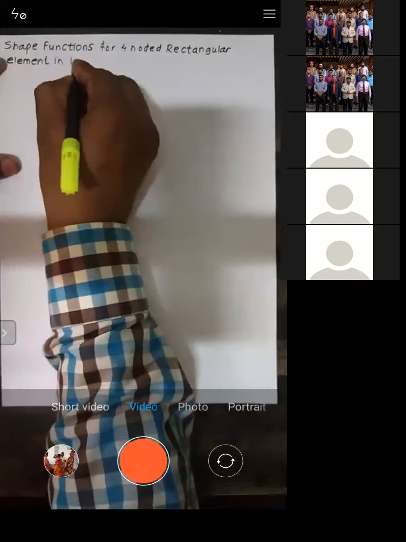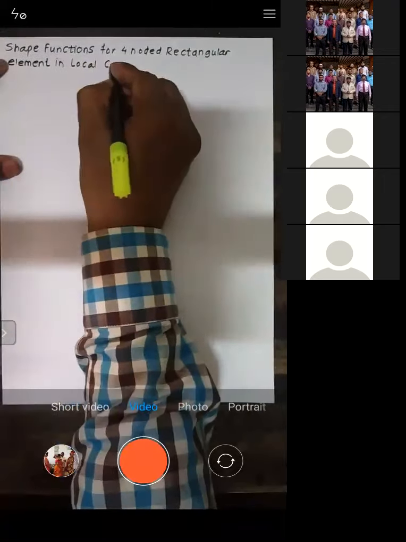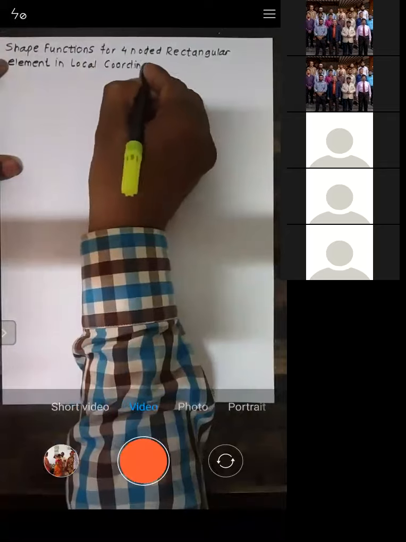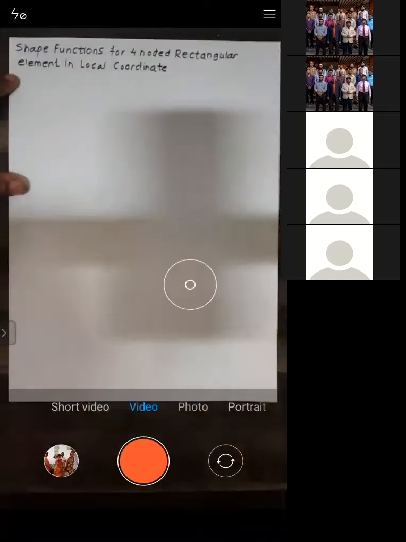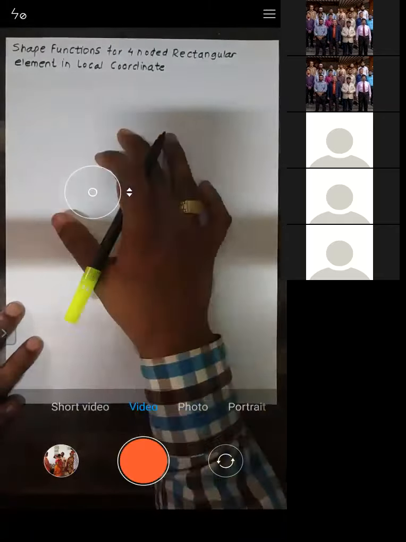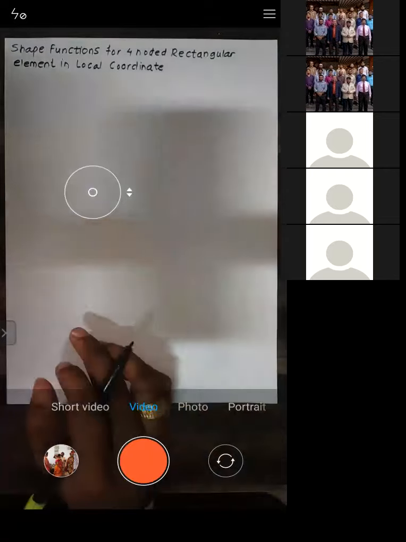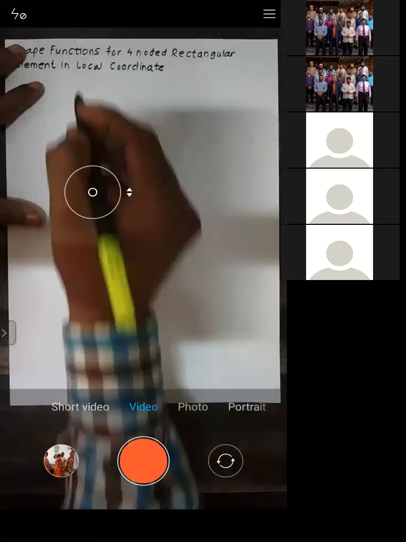In local coordinate. Shape functions for a four noded rectangular element in a local coordinate. We are focusing majorly on local and natural coordinates. For a rectangular element you have only a local coordinate. So let's start.